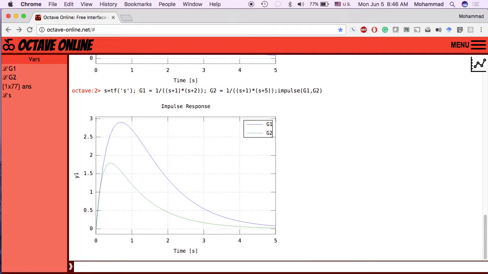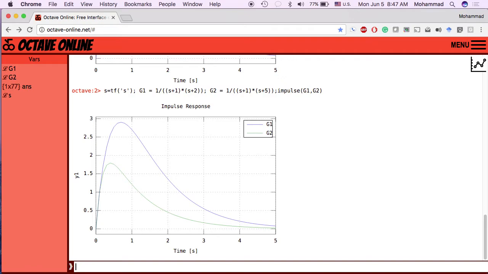So the shape of the response didn't change. And the overall speed of the system didn't change either. The same amount of time that it took the first system to go to steady state, it took the second system the exact same amount of time to go to steady state. So in other words, the speed of response didn't significantly change.